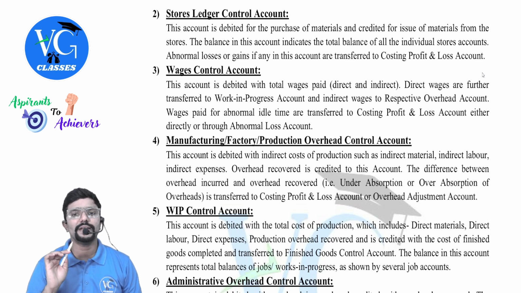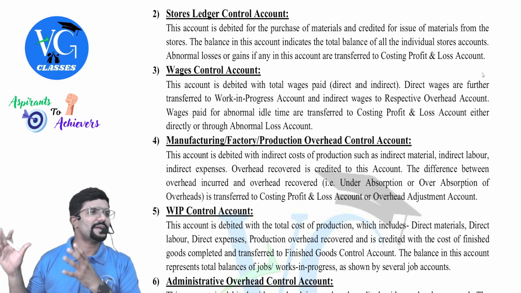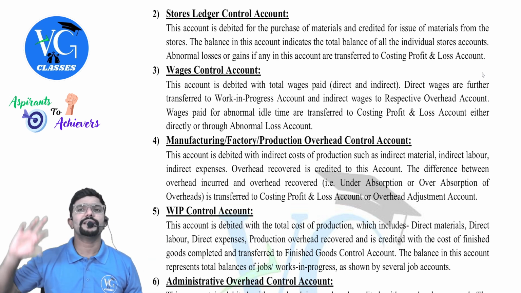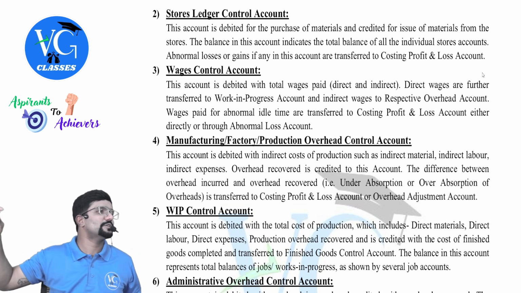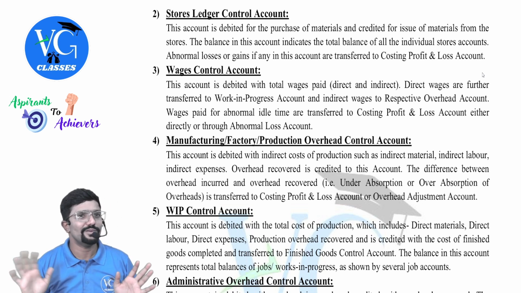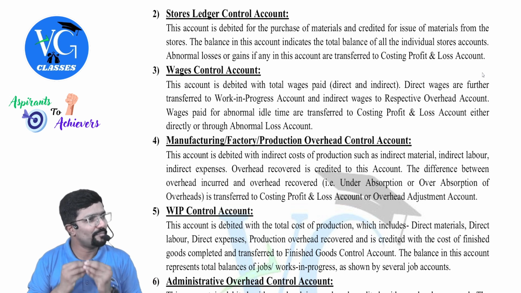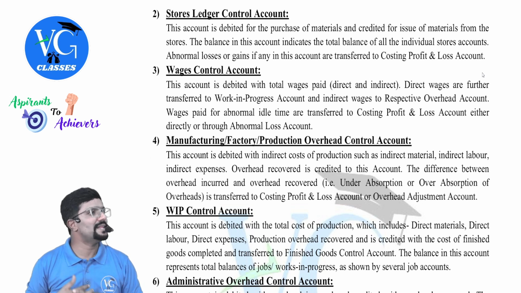The balance in this account indicates the total balance of all individual store accounts, because companies may have a number of stores. So whatever is the closing stock of raw material, if I have 5 different stores, then the balance of all the 5 stores put together, we will write it. For academic purposes they will not give 5 stores, but practically companies may have a number of stores. In all stores put together, what is the closing balance? They will record it.